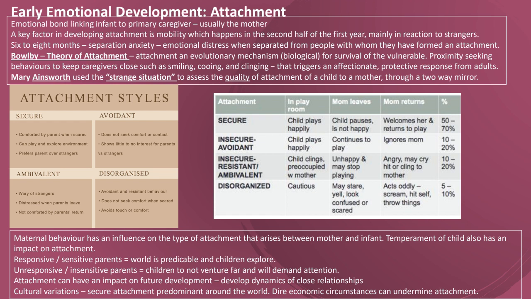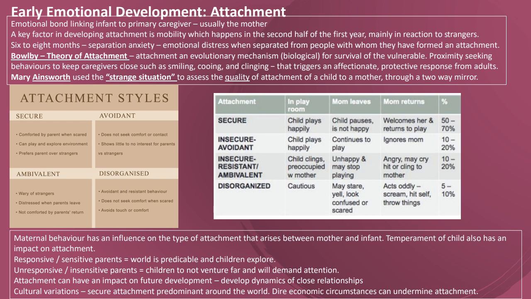If you've got a child who's got an insecure or an avoidant attachment style, the child plays happily when the mother's there. When the mom leaves, the child continues to play. And when the mom comes back, the child ignores the mom. So about 10 to 20% of children exhibit an insecure attachment style.